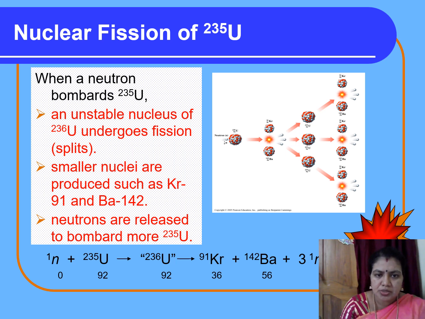So as we look into the nuclear fission of uranium-235, a neutron bombards with uranium-235, an unstable nucleus of uranium-236 results there, but since it is unstable, it immediately undergoes fission into two smaller nuclei. They are krypton and barium, and three neutrons are released to bombard more of the uranium-235. So this is the basic equation of the nuclear fission reaction of uranium-235.